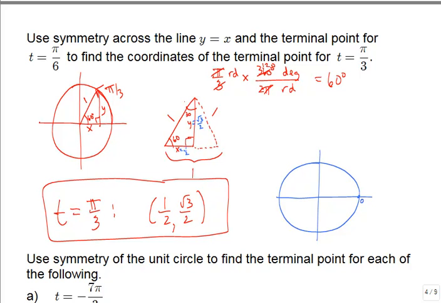So here's 0. 1 pi over 3 is that 60 degrees. 2 pi over 3 is over here. 3 pi over 3 is the same as pi. 4 pi over 3 puts us here. 5 pi over 3 puts us here. And 6 pi over 3 gets us back to 2 pi.